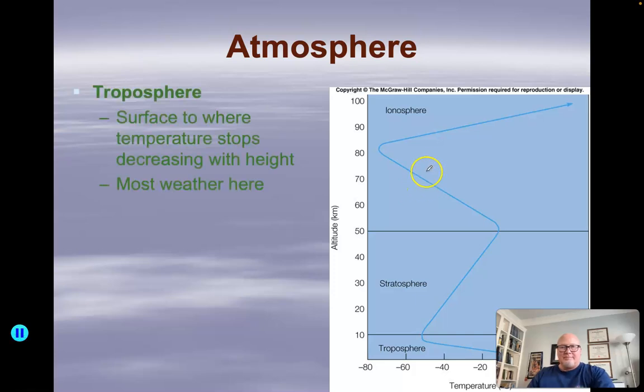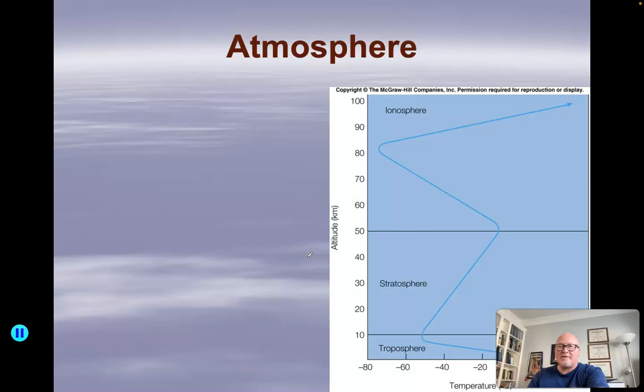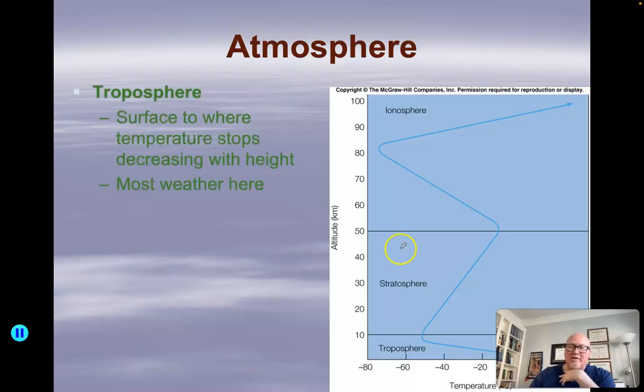So the troposphere itself is from the surface to where the temperature stops decreasing with height. From the surface, and what did we say that was? Looking over here, about 39,000 feet. So as you go upwards in the troposphere, the temperature decreases.